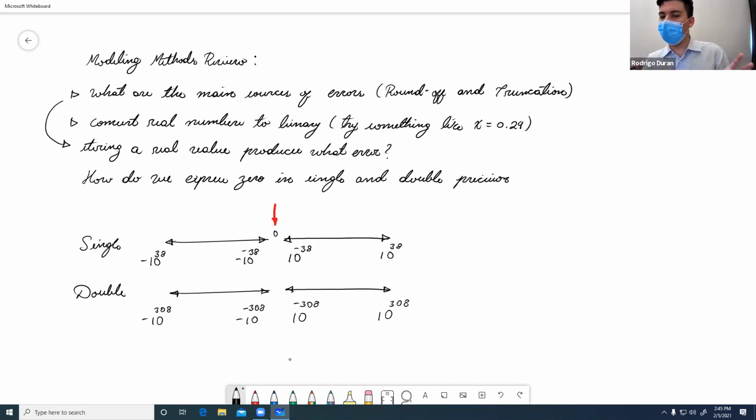So it's better if you write this table or this graph down and remember it, have it handy during the exam, because looking at this, you can see, okay, if they're asking me how to express zero in single precision, it will be either this one or this one. If it's double precision, this one or this one, whichever you see on the multiple choice question.